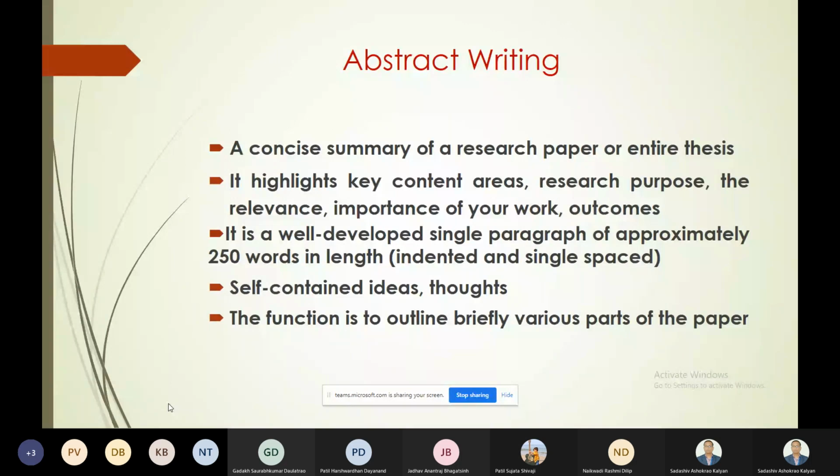Abstract is nothing but, in simplest words, the summary of our research paper, or it can also be the summary of our entire thesis. So is it clear to you what is meant by abstract? Yes, sir. Okay, so you keep your audio on mute, all of you.